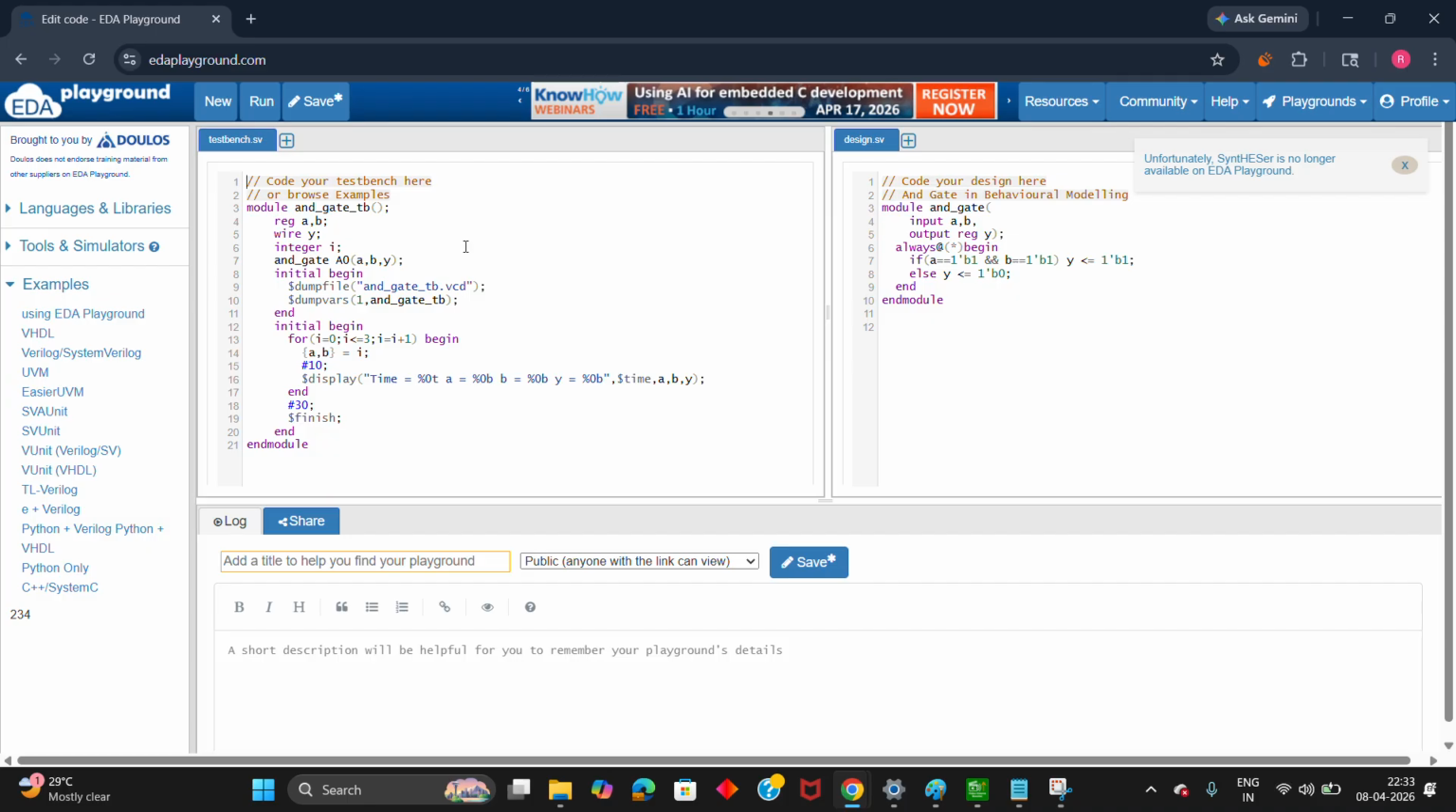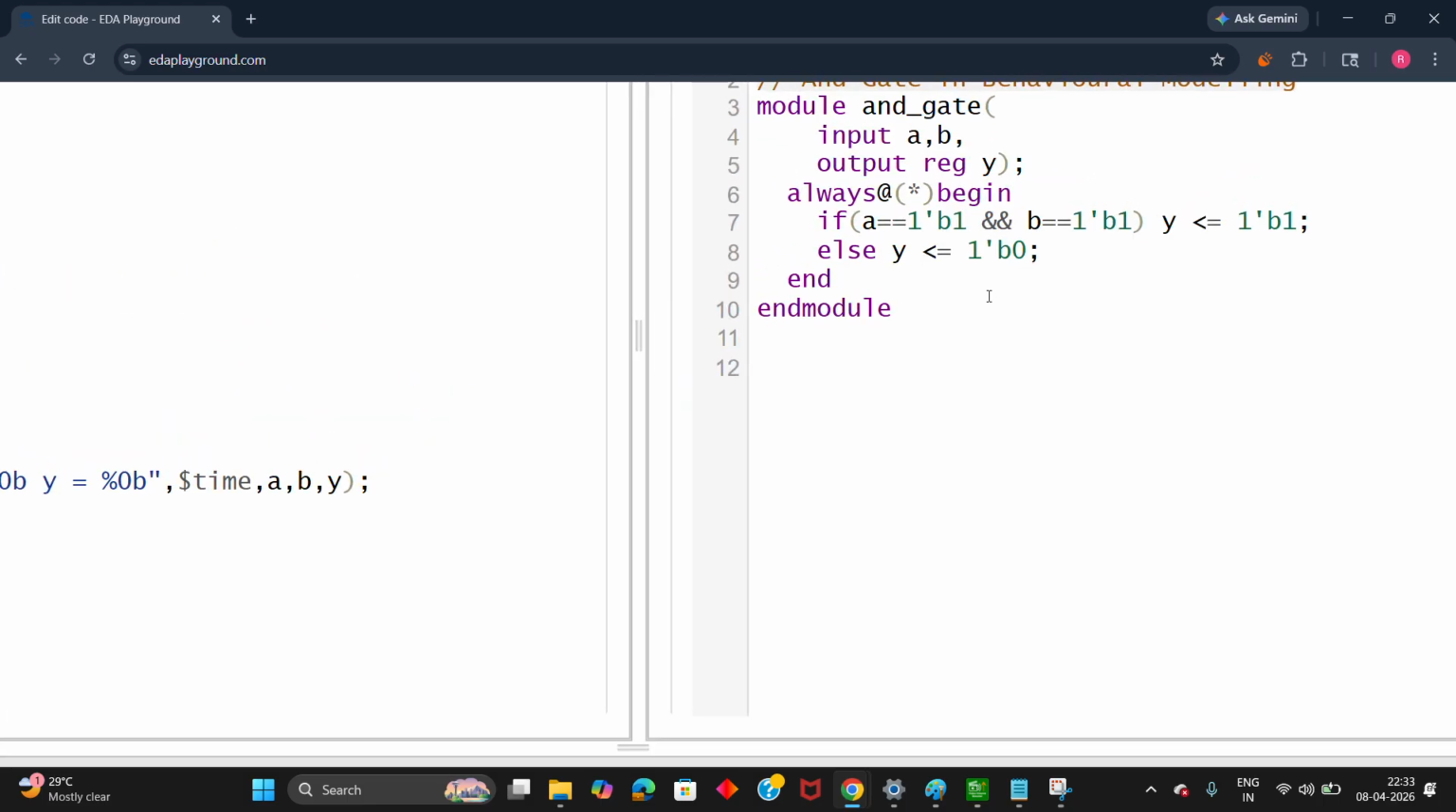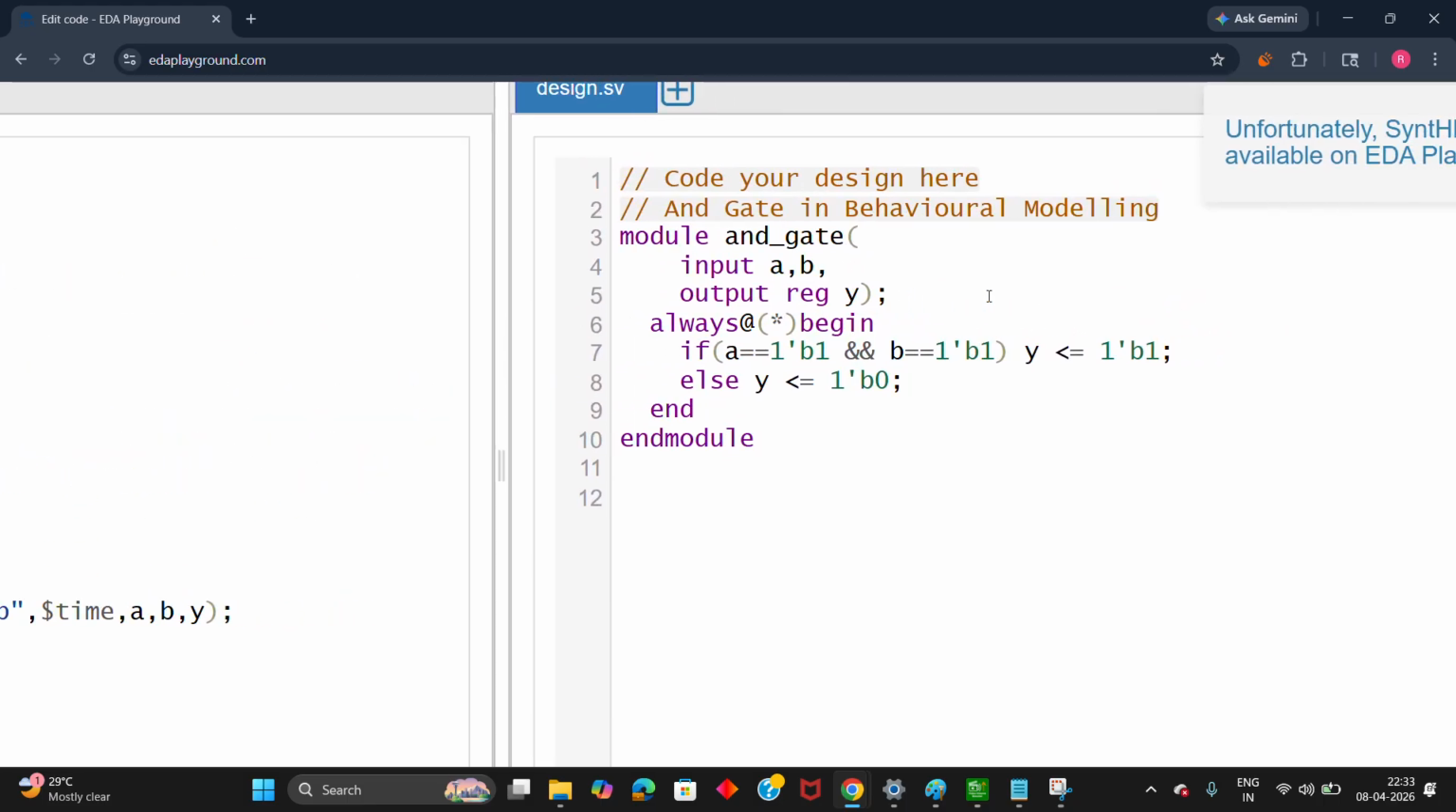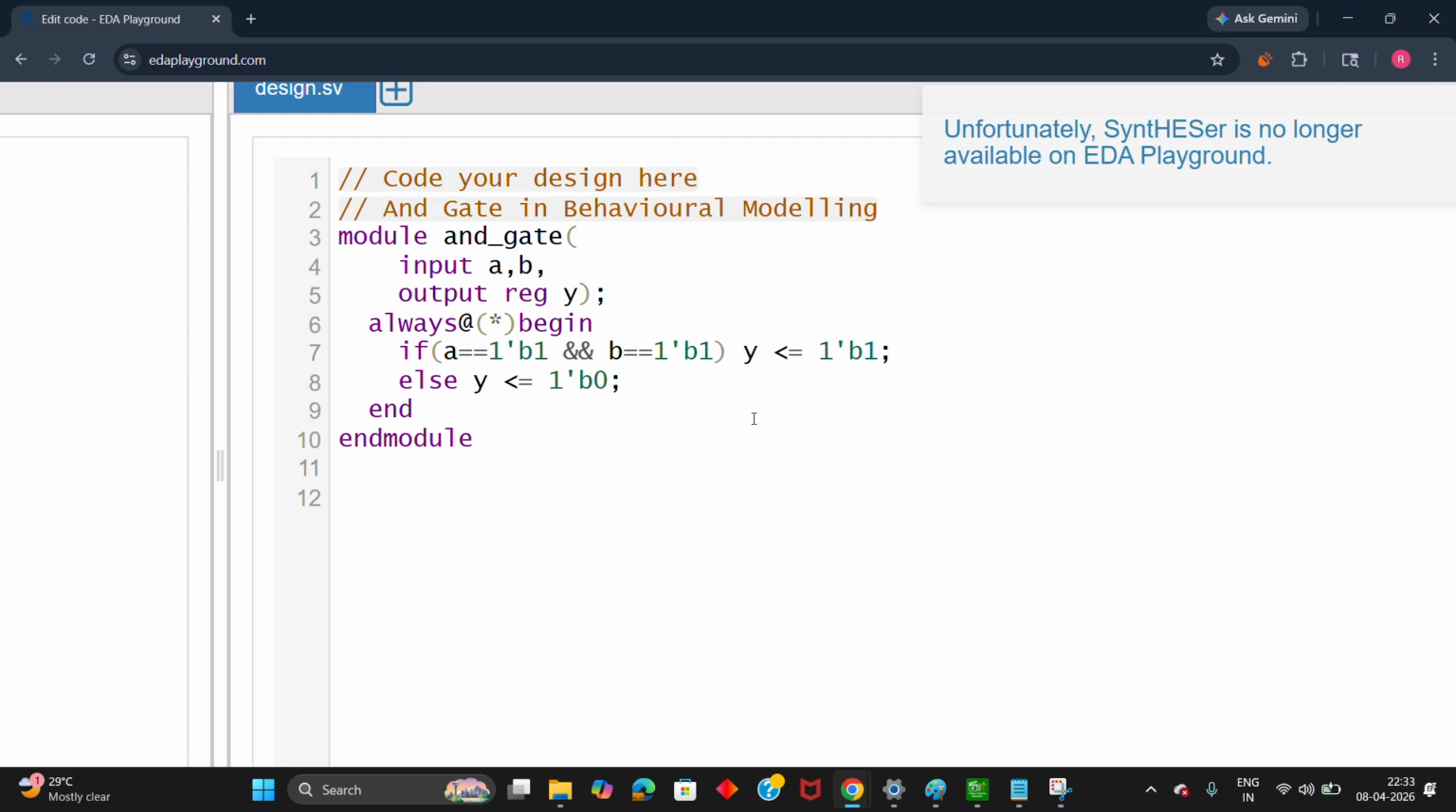If you want to know how to write the TB, then I recommend you to watch the AND gate using gate level model. In that I have discussed how to write TB, and also how to analyze the output that we have got through waveforms and through console. So today in this class we are going to discuss the most important thing, that is switch level modeling.